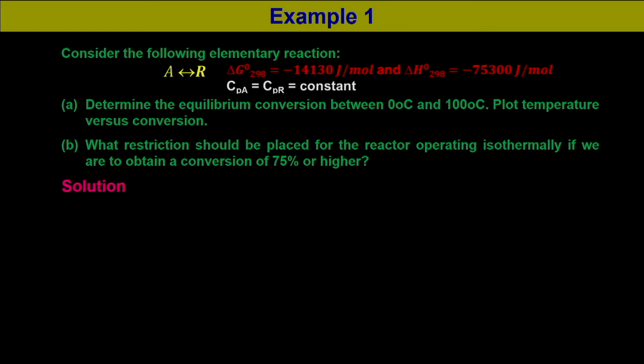So, we can obtain the table, say at selected temperature, K is equal to 300 into exponential 75,300 divided by 8.314 into T minus 30.393.